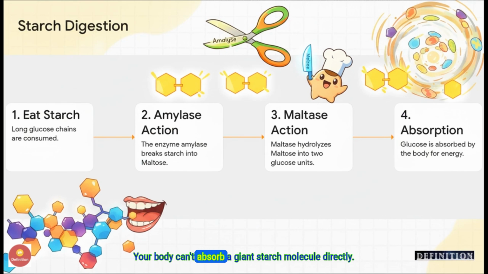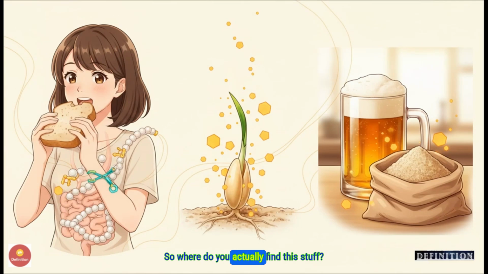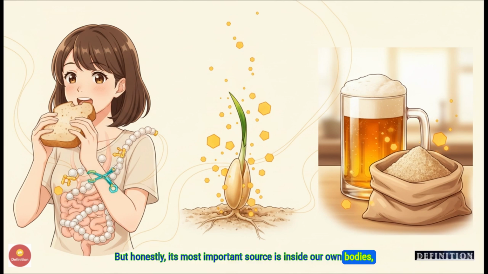Your body can't absorb a giant starch molecule directly, it's just too big. So enzymes like amylase act like a pair of scissors, snipping those long starch chains into these manageable 2-glucose units of maltose. Then, another enzyme, maltase, comes in to make the final cut, releasing the individual glucose molecules that actually fuel your cells. So where do you actually find this stuff? Well, while it's not a major sugar we eat directly in huge amounts, it's famous for creating that malty flavor in beer and certain supplements. But honestly, its most important source is inside our own bodies, every single time we eat complex carbs like bread, pasta, or potatoes.